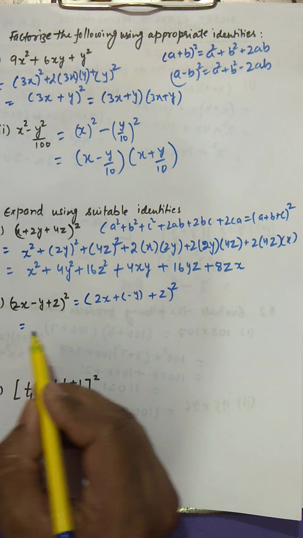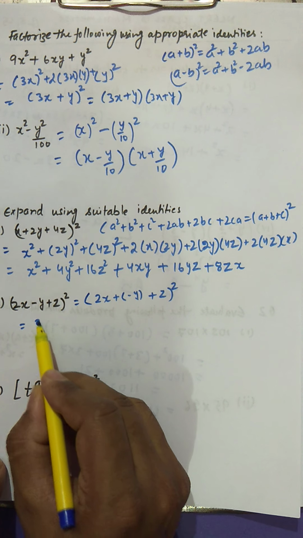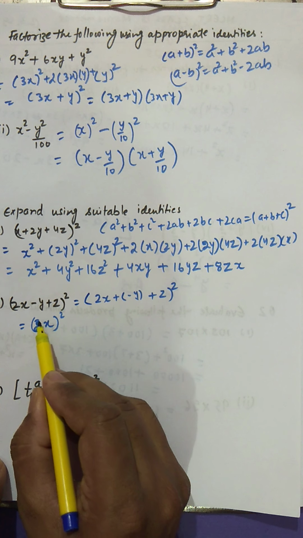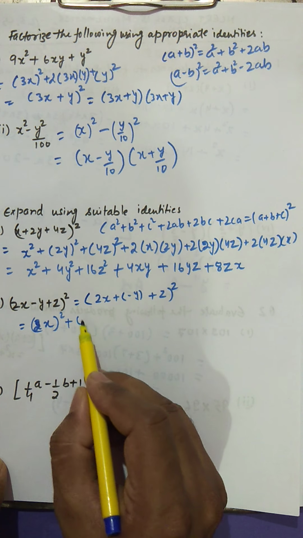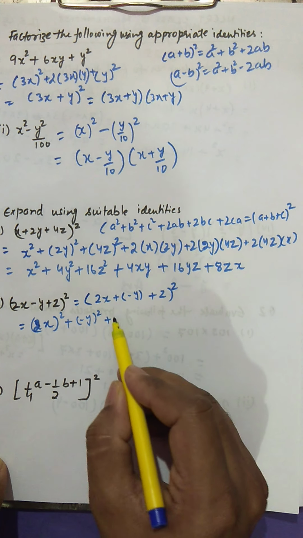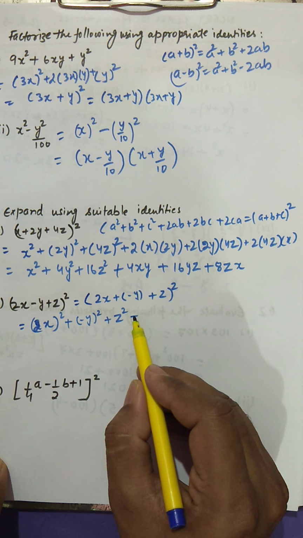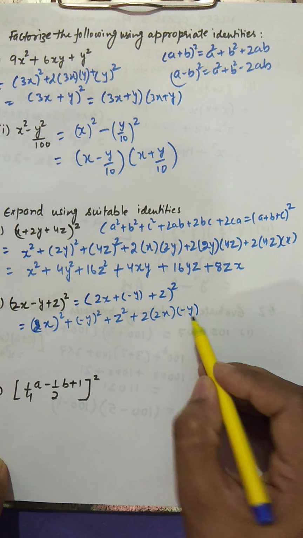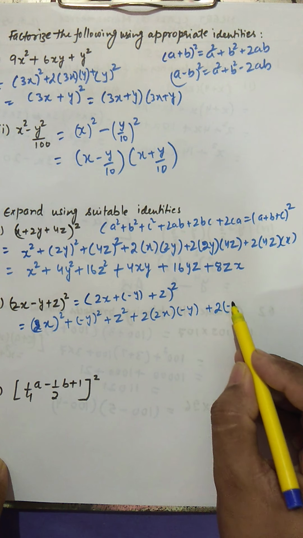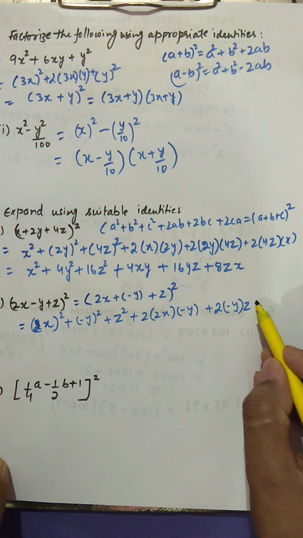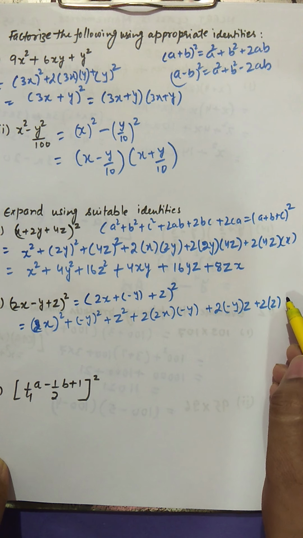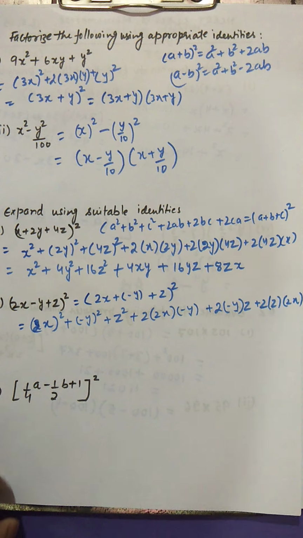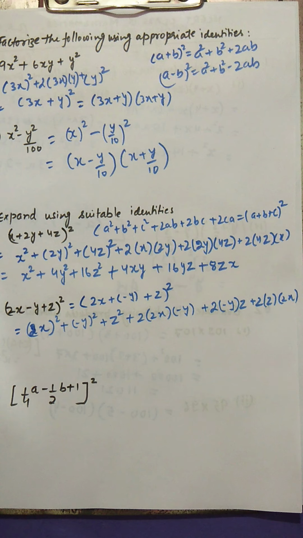So now it will be (2x) whole square plus (minus y) whole square, then z whole square, and 2ab, 2 into 2x into minus y, plus 2 into minus y into z, and plus 2 into z into 2x. So this way you have opened this.